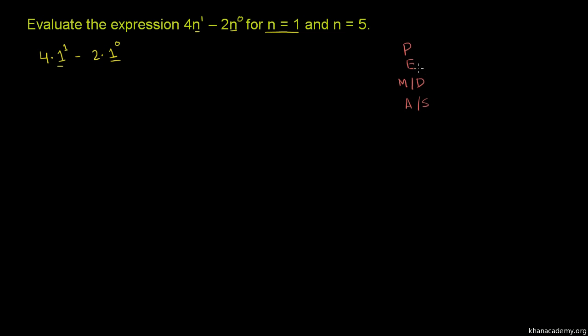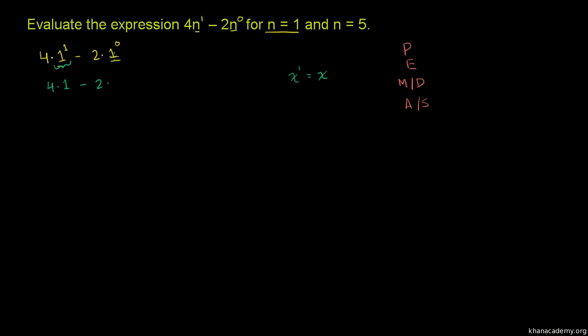So we want to do our exponents before we do anything else. There are no parentheses here. So we first want to evaluate 1 to the first power. And anything to the first power is just that anything. If I just have any number to the first power, that is just going to be equal to that number. So 1 to the first power is just equal to 1. So this is going to be 4 times 1. Let me write it. 4 times 1 minus 2 times 1 to the 0th power.